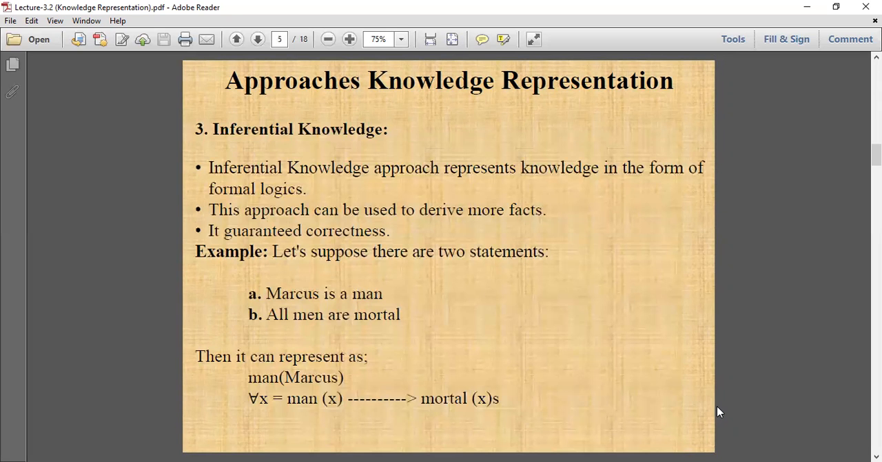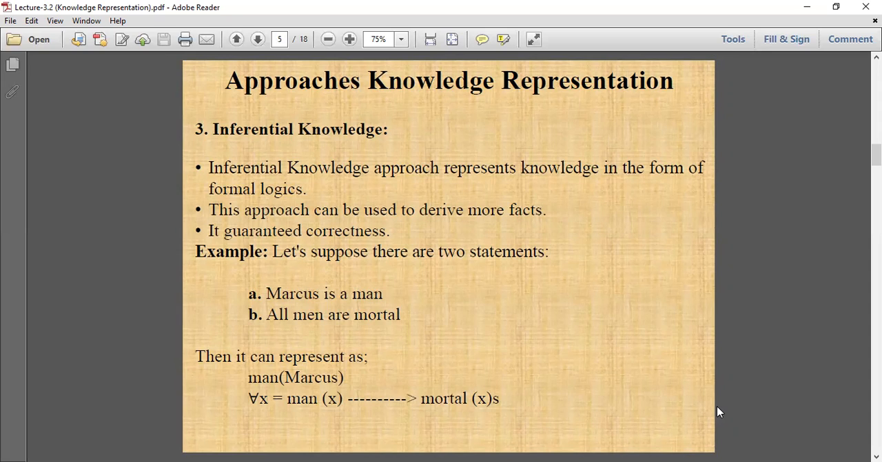Third is inferential knowledge. The inferential knowledge approach represents knowledge in the form of formal logic. If you have a sentence, you can represent the sentence in the form of logic. This approach can be used to derive more facts. It guarantees correctness.